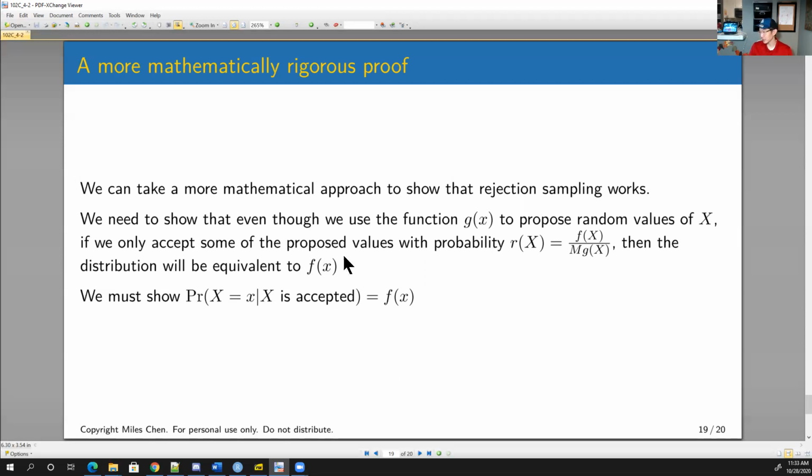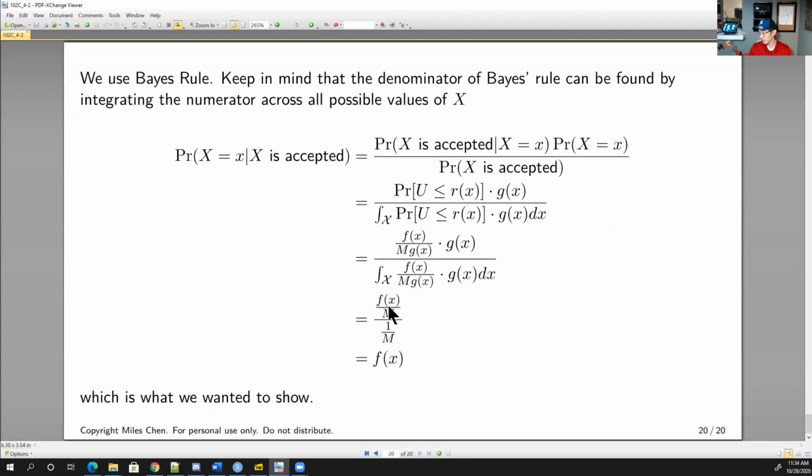So what we need to show is that even though we're using g of x to propose random values of x, if we apply this acceptance probability, this ratio r of x, to decide whether we accept it or not, the result is going to be equivalent to f of x. We want to show that even though x gets proposed from g of x, once I apply this condition that x has to be accepted with this probability, the result is going to be equivalent to f of x. And if we can show that, then we are good. All right, so this is what that proof could look like.